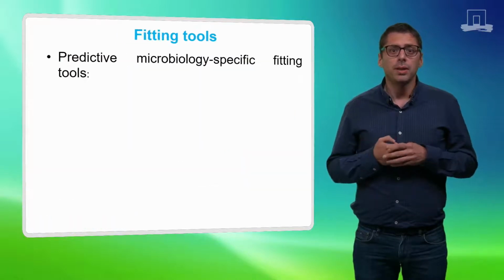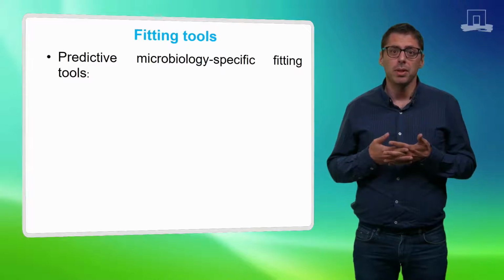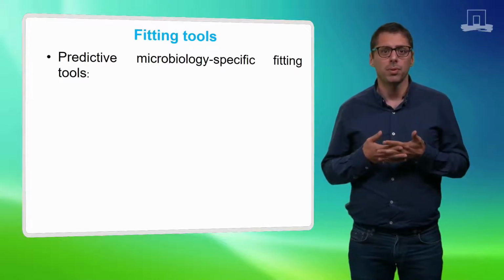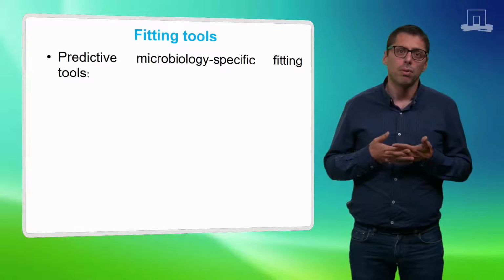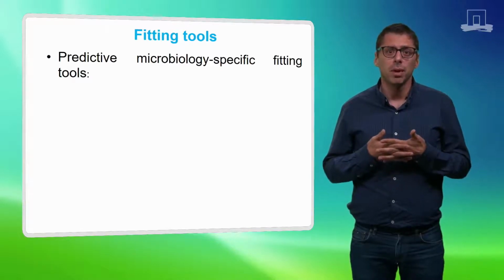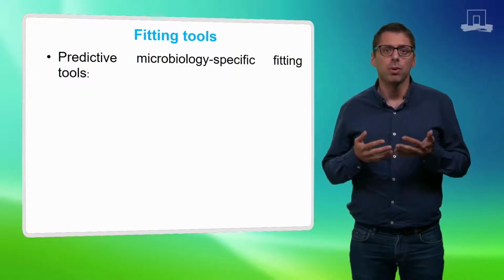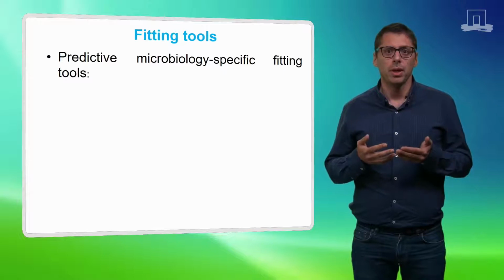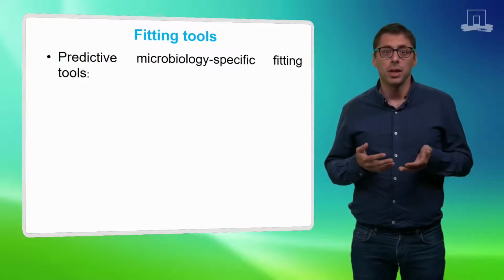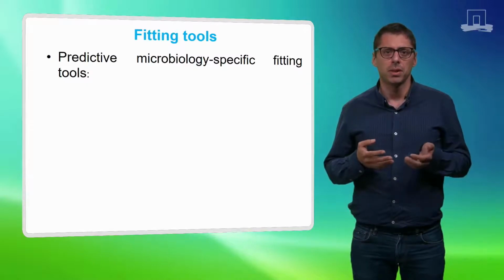Fitting tools are intended to help us to find the right equation to describe observations, deriving secondary models to predict microbial response in foods such as growth or inactivation. Here we have specific software tools which are developed within the field of predictive microbiology, so they contain those equations more specific to the field, offering an easy-to-use interface and providing better interpretation of model parameters.